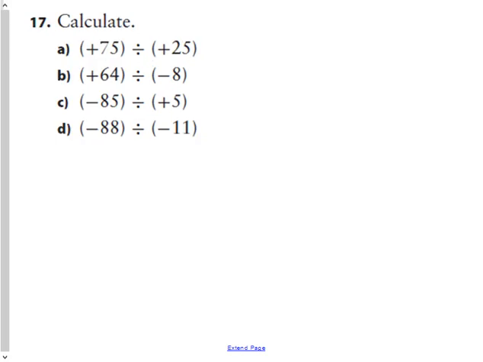Question 17, calculate. So I'll get my signs first. Same signs, positive, different signs, negative, same signs, positive. 75 divided by 25, $75 divided between groups of 25, you get 3 in each. 8 times what is 64? It's 8, so negative 8. 5 times what is 85? 3 less than 100, which would be 17. And 88 divided by 11 is 8.